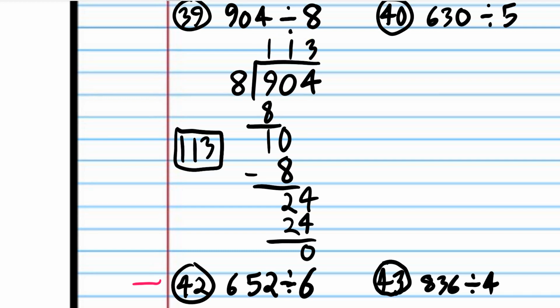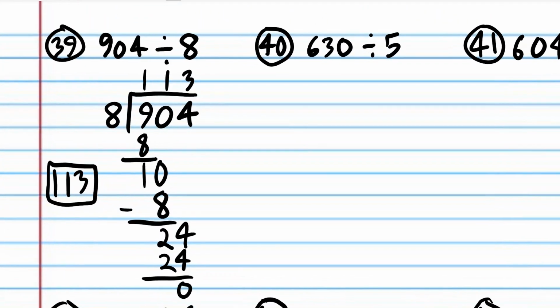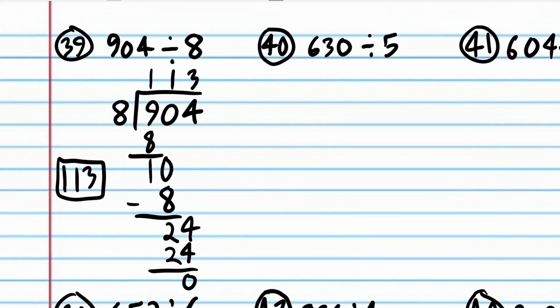Remember to write the final answer and rectangle it. If you didn't rectangle your final answer, then you did it incorrectly. If you got that one right, pat yourself on the back. If you didn't, remember, one of the reasons that you might be getting it wrong is that you're not lining up these numbers. You've got to line up all these numbers. Or you may just be forgetting the steps of the algorithm.